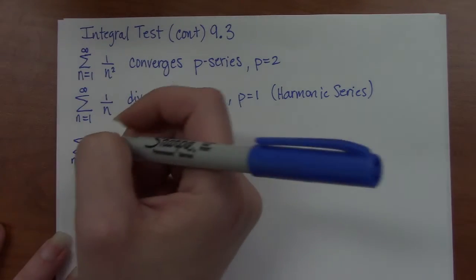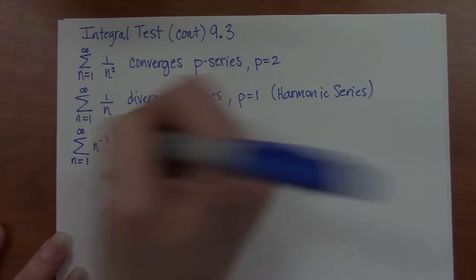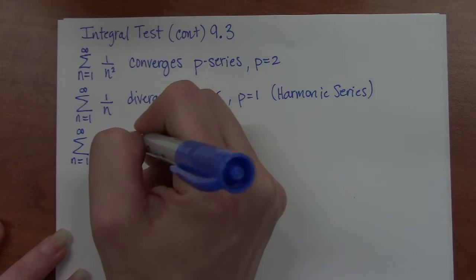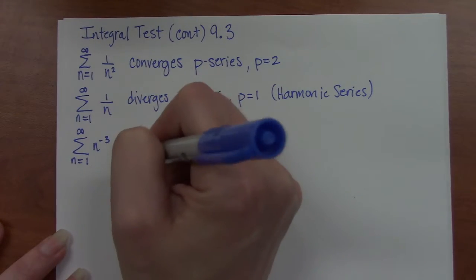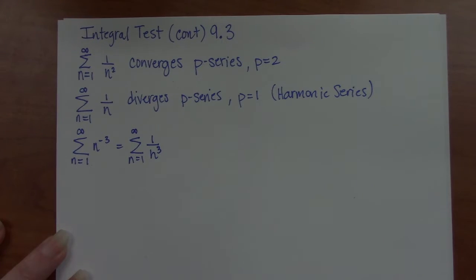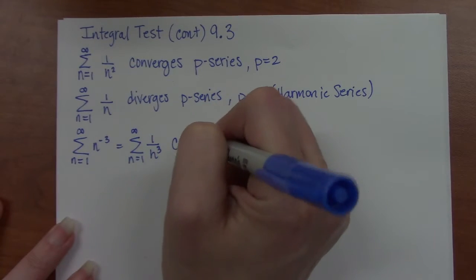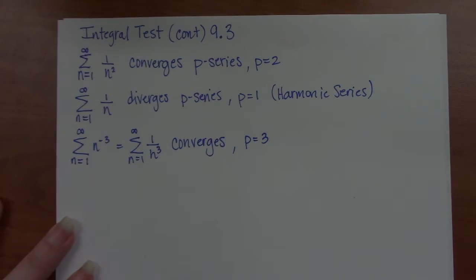Just like with geometric series, sometimes we need to rewrite our series so it looks like the form of a p-series. So I would want to see you take this one step further and rewrite it as 1 over n cubed. And now we can see that this is a p-series that converges, because p equals 3.